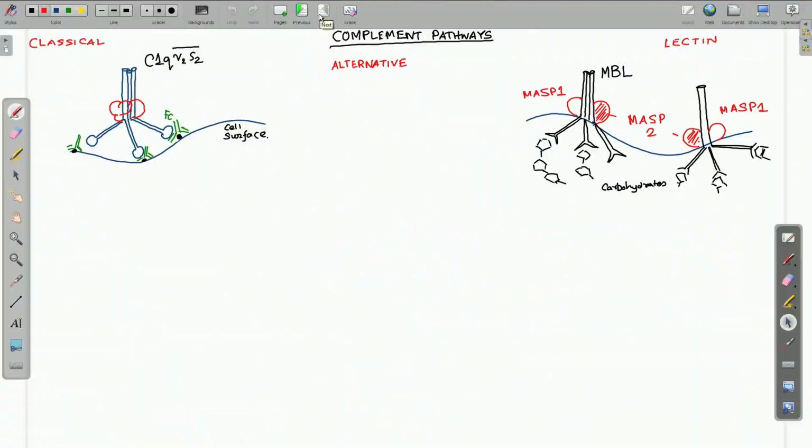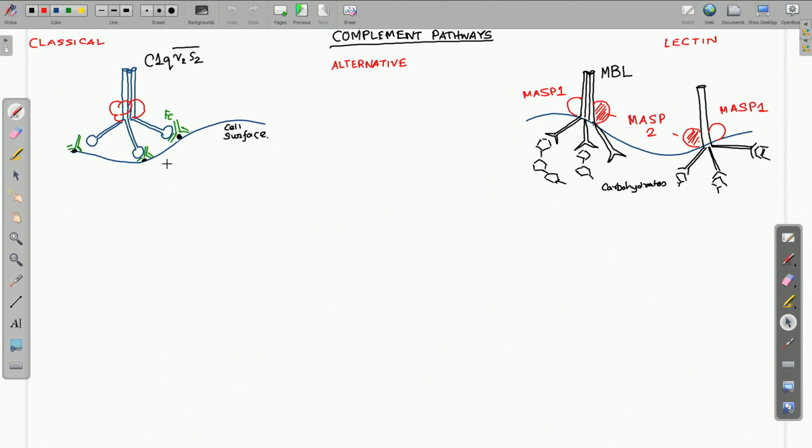So, the complement proteins can initiate the pathways in three different ways: the classical, the alternative and the lectin, of which only the classical pathway is antibody dependent and the rest two are not. Let us quickly look into how these three pathways are initiated. They break down the different complement proteins and produce the C3 convertase, which finally leads to breakdown of C3 into C3A and C3B.